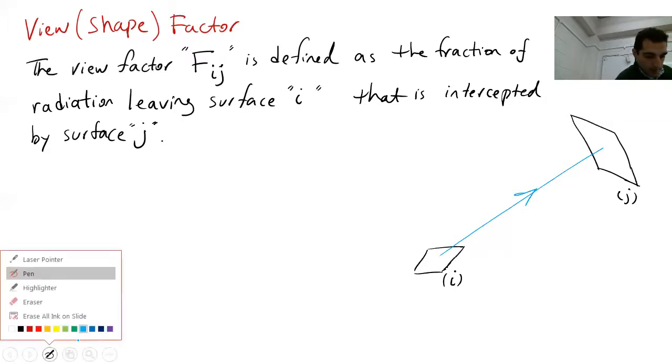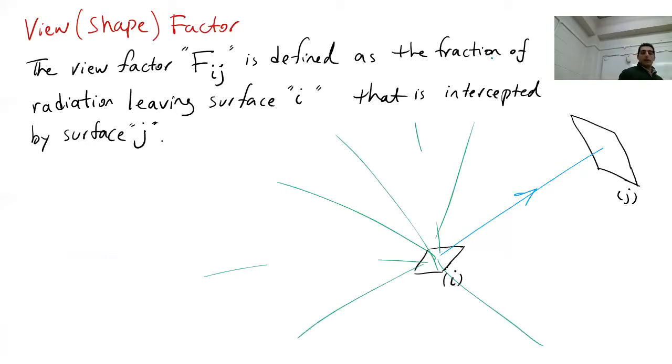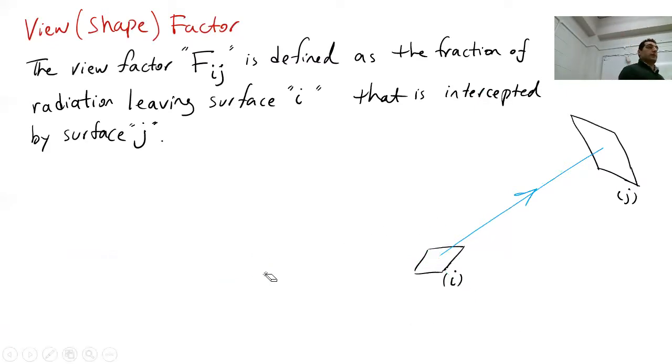If I pick another color and show other radiation, we don't care about it because it's not intercepted by J. You can see this a lot, right? So the portion that is only intercepted by surface J is the view factor. So the view factor maximum is 1. If 100% of the radiation from surface I is absorbed by surface J, then that's a maximum of 1, but anything else is less than 1.